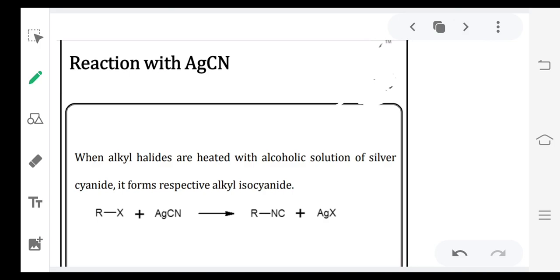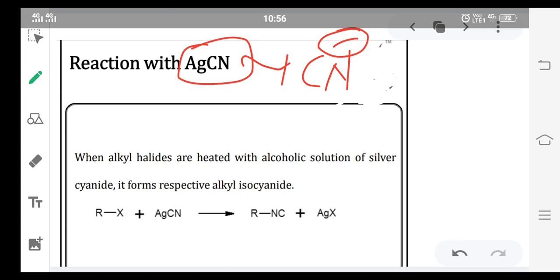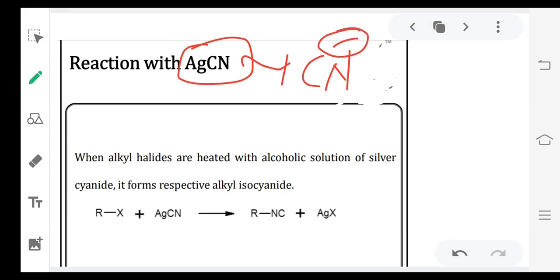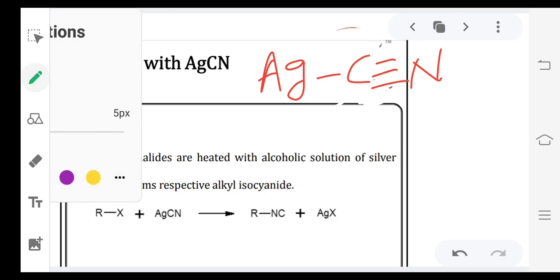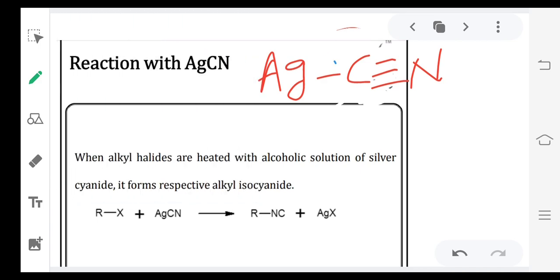Next, with the AgCN. So with the AgCN, the reaction is different. You won't get the CN minus ion because this is not an ionic compound like KCN. So you won't get the CN minus from this. Then what will happen? So actually there is a bond between Ag, carbon, triple bond N. So this is a covalent bond. So the bond between Ag and carbon is covalent.